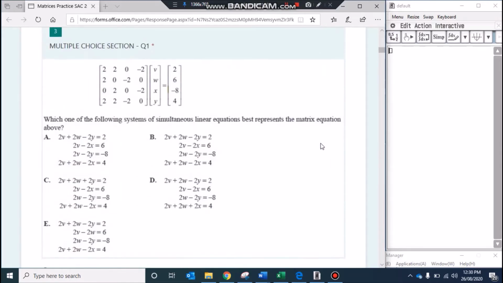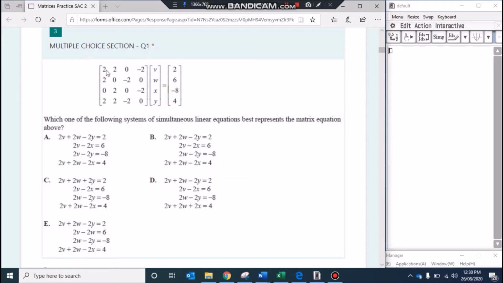All right, so let's jump to question 1. We're looking at simultaneous linear equations, and we're just going to use trial and error to figure out which set of linear simultaneous equations match this set of matrix equations. So I'm just going to go one by one. Let's look at what the first equation would be.